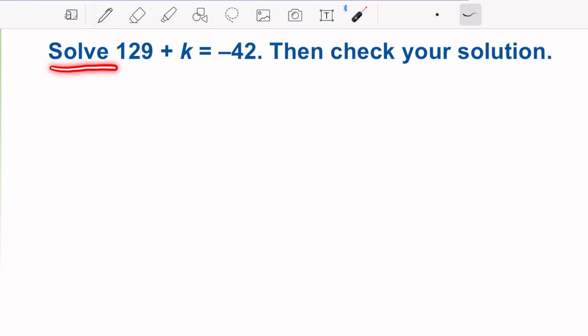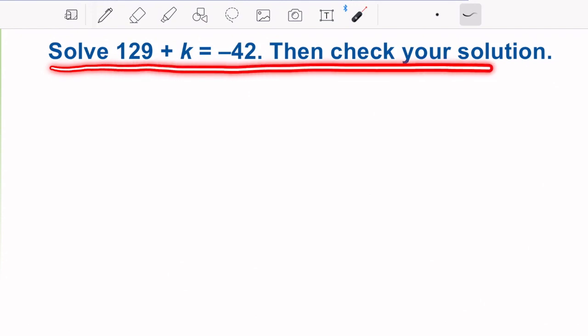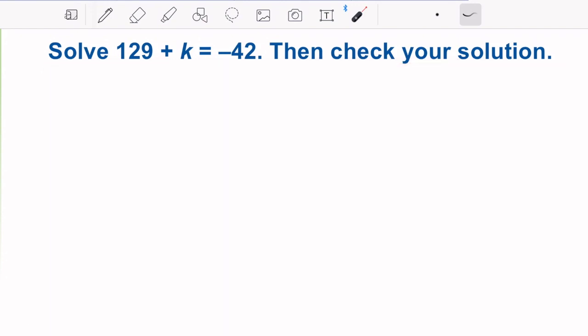So for this problem, it says solve 129 plus k equals negative 42, then check your solution. So once again, 129 plus k equals negative 42. So the first thing I'm going to do is rewrite my problem. So my problem says, like I said, 129 plus k equals negative 42. So what's happening between the 129 and the k? Well, it seems that we're adding the 129 to the k.